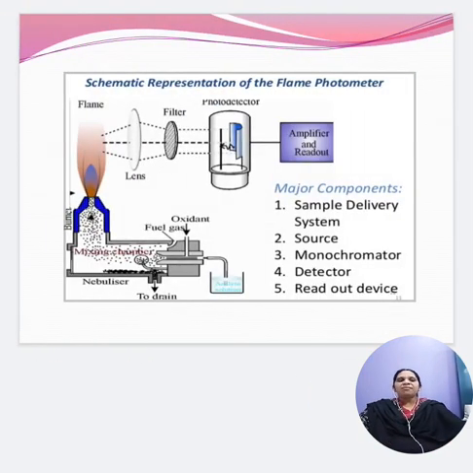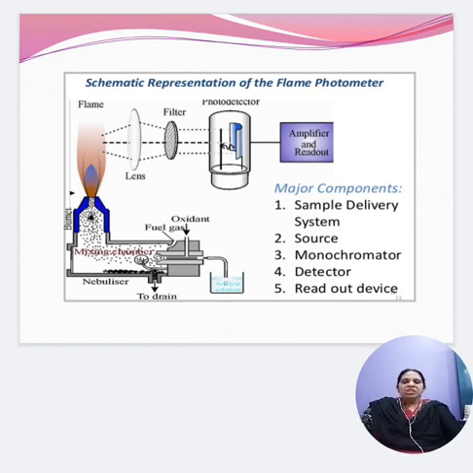So this is a schematic diagram of a flame photometer. You can observe in the figure the major components present in a flame photometer. The first phase is your flame, which is very important. Then we have the sample delivery system. The sample must be burnt in the flame.